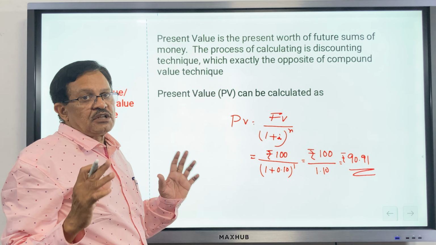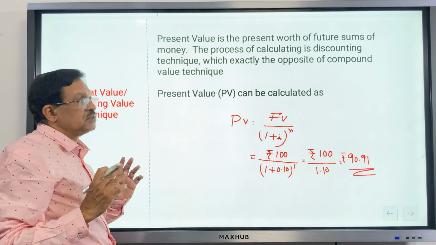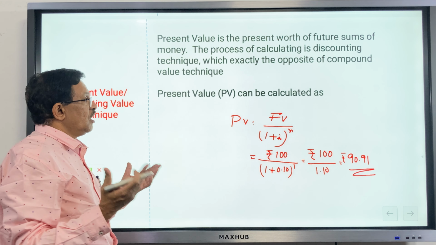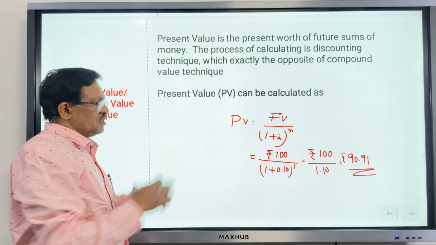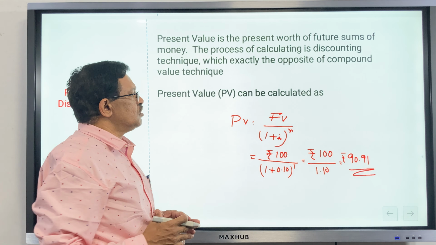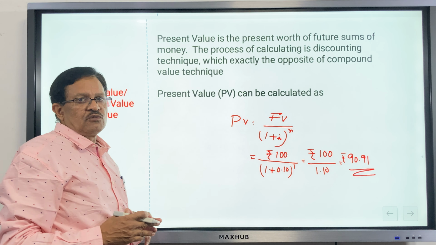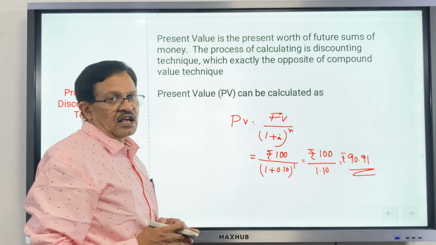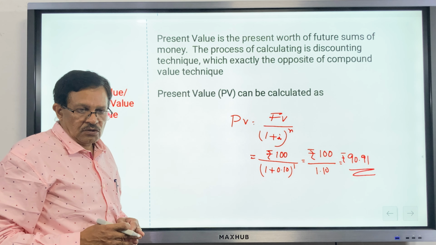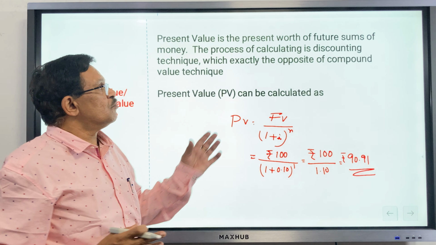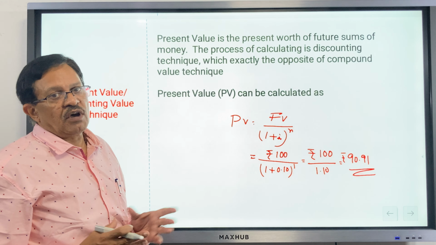Understanding this concept is very, very important, because in capital budgeting, which we are going to see, this is the technique through which we'll be finding the net present value for the various cash flows. So this concept is much more important than the future value technique.